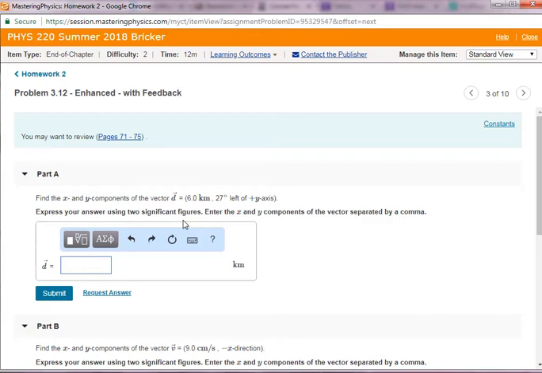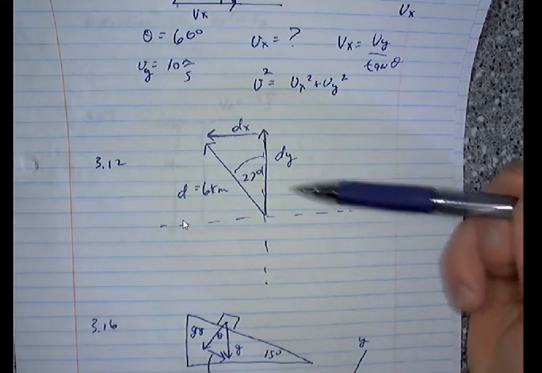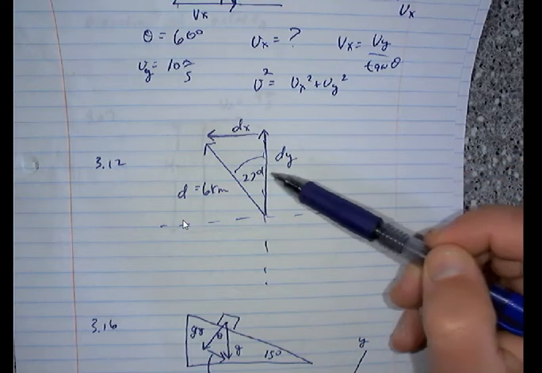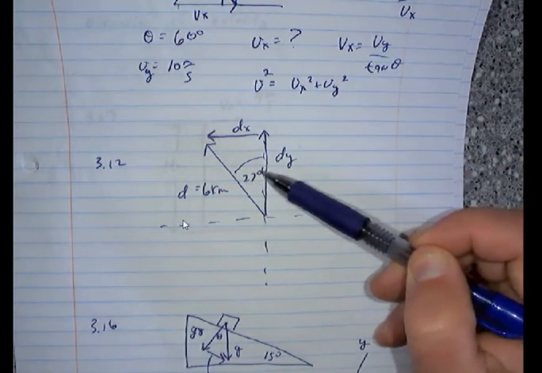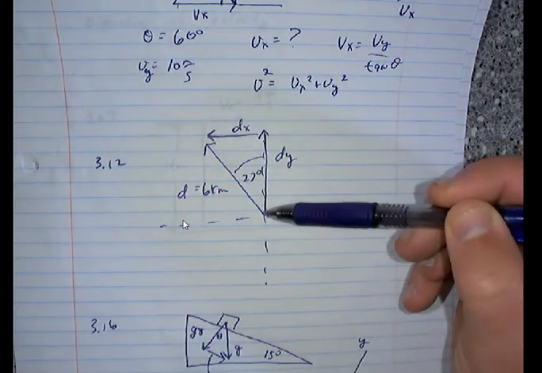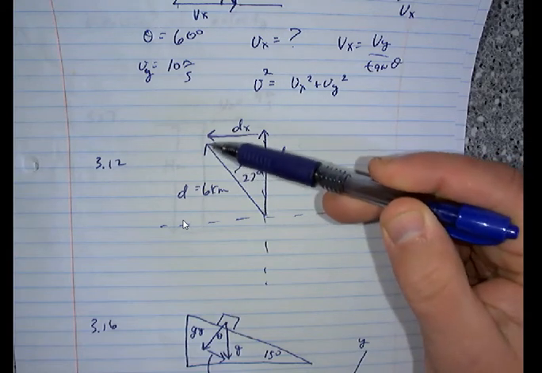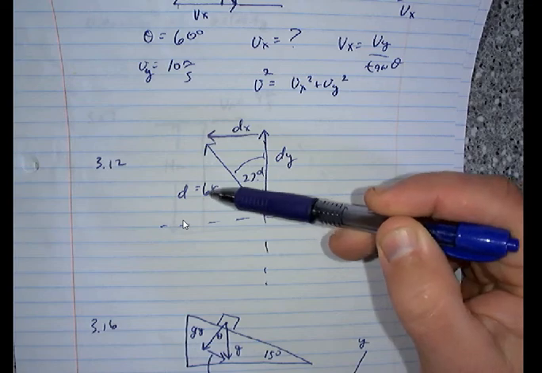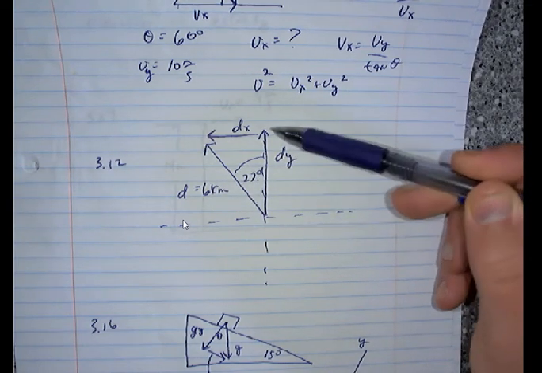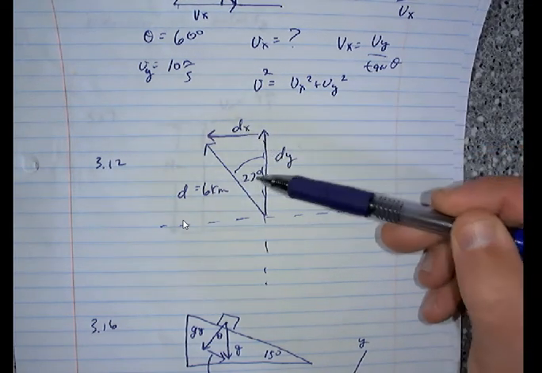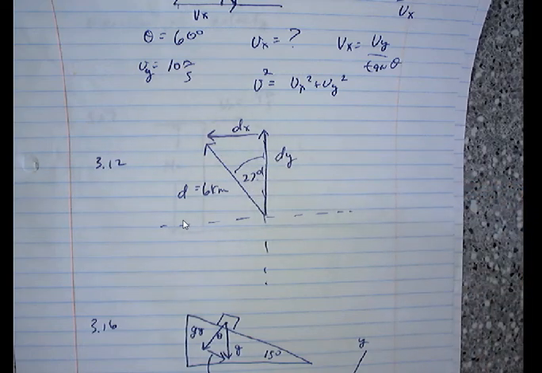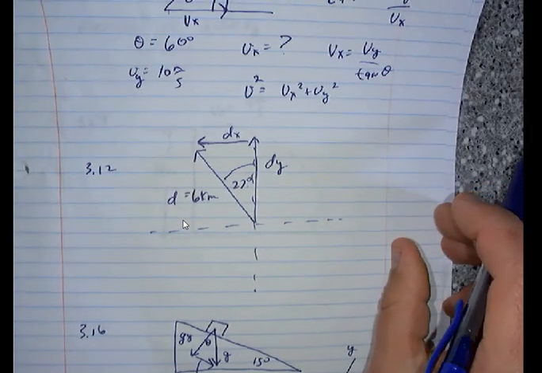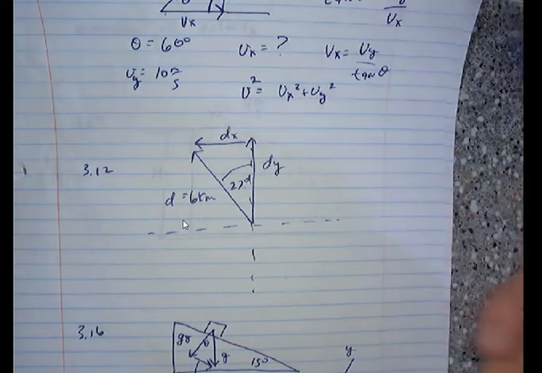All right, let's sketch this. Okay, so here's the 27 degrees, and this is to the left of the positive y-axis. Here's the overall vector, 6 kilometers. So here's the angle. Here's D. We want to figure out dy and dx. And again, we know an angle. We know one of the sides. We can get the other side. So let me maybe focus on getting the x part.